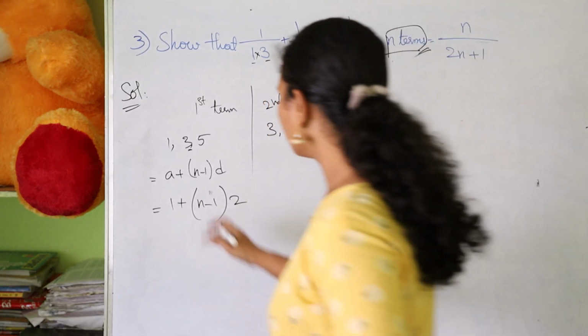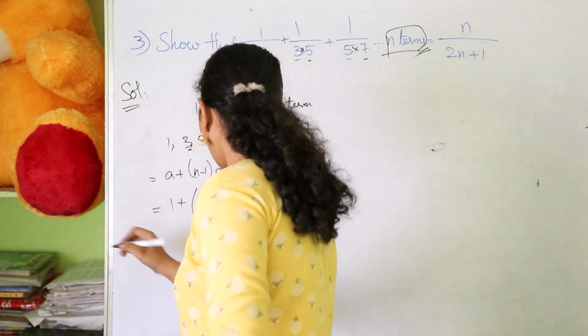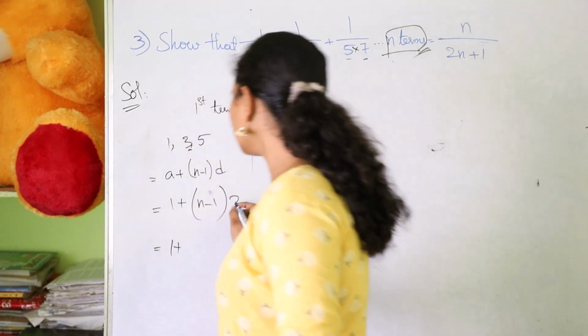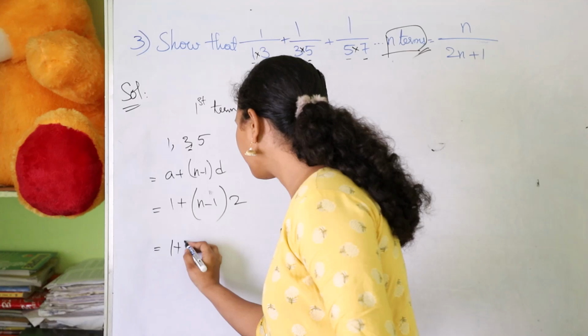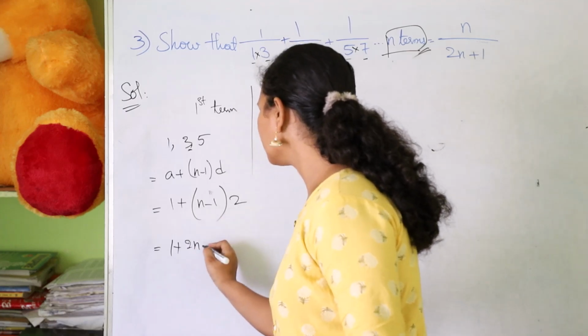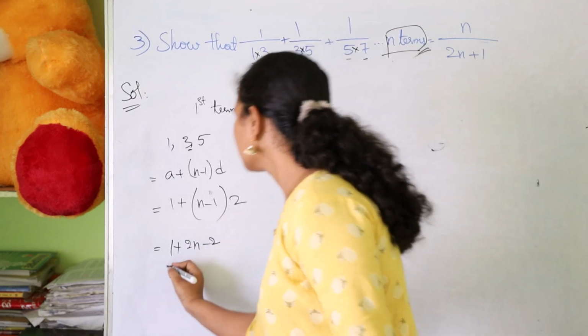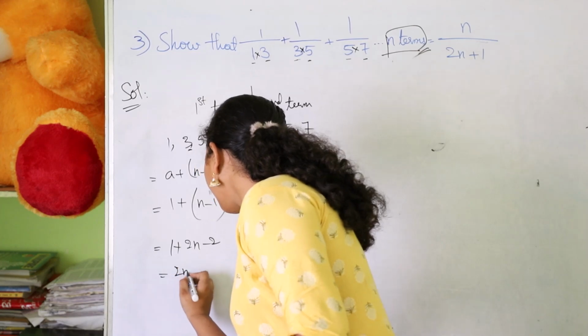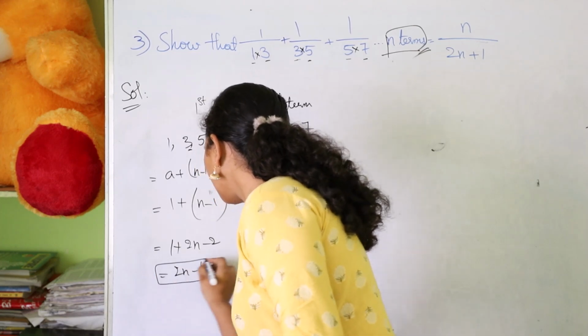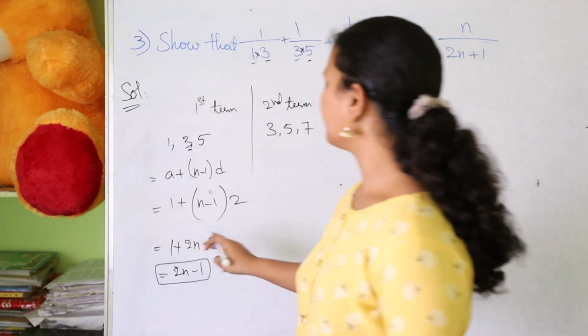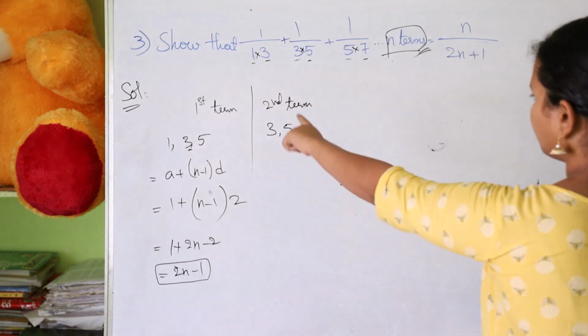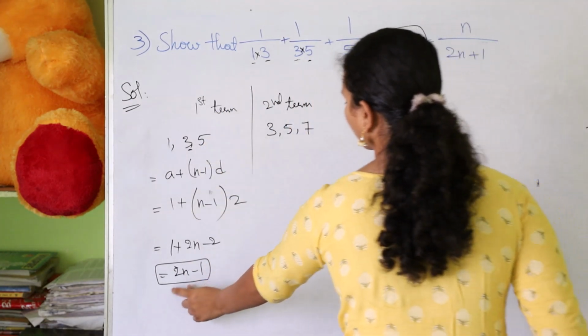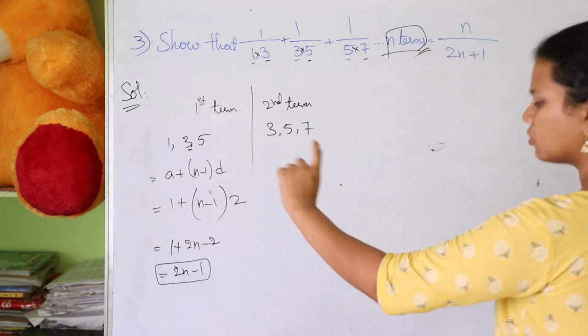Now you simplify this. You have plus 1 as it is, 2 into n, 2n, 2 into minus 1, minus 2. So this becomes 2n minus 1. Clear? So here you got 2n minus 1. Just keep this 2n minus 1 aside.